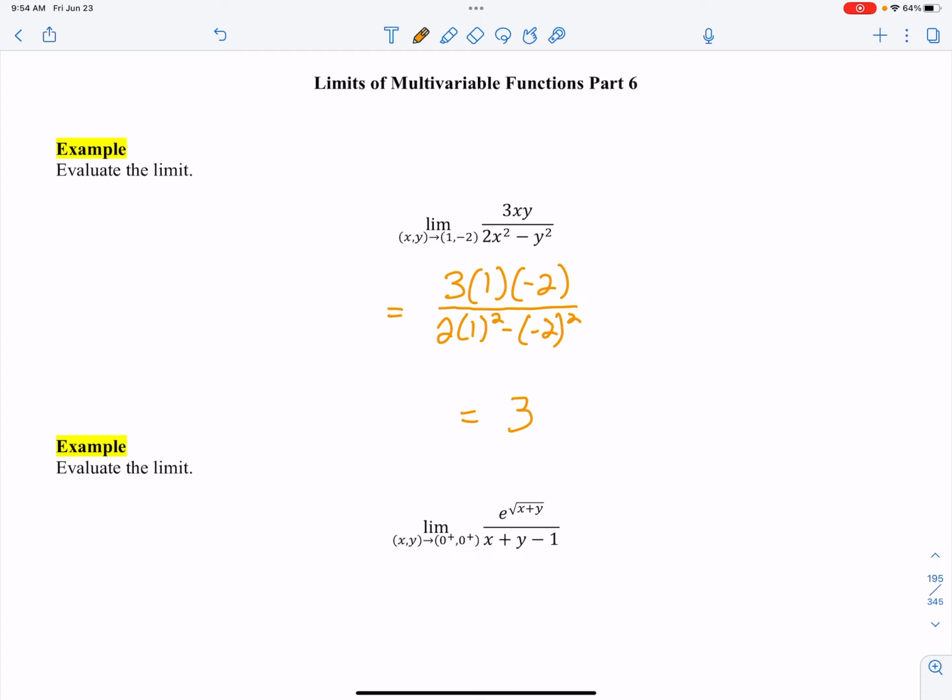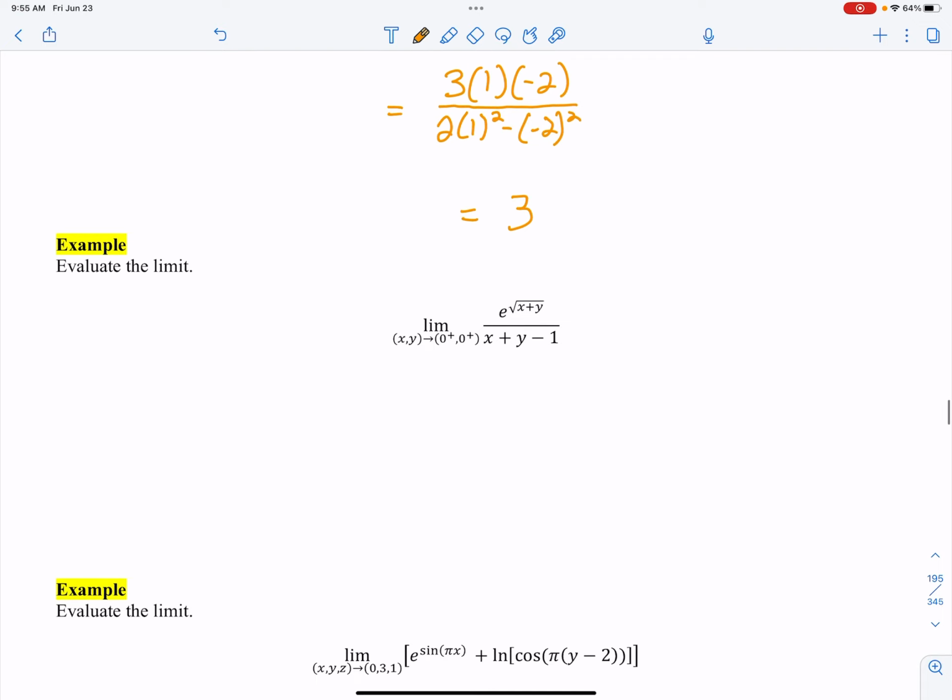Now, I do have to make sure that you understand that just because you plug something in and it does not exist, like you get 0 over 0 or something like that, does not mean the limit doesn't exist. So even if you try to plug it in and you get some kind of indeterminate form or something that doesn't work, that doesn't mean the limit doesn't exist. That means you just have to investigate more. Now, on the opposite side of that, if you can plug it in and you get a number, that's the limit. You can stop.